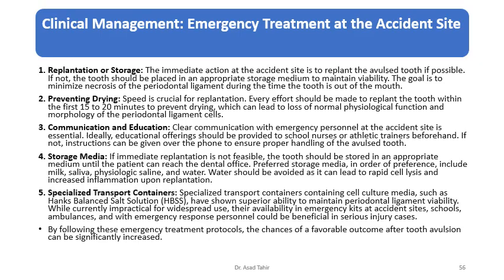Clinical management, emergency treatment at the accident site. Replantation or storage. The immediate action at the accident site is to replant the avulsed tooth if possible. If not, the tooth should be placed in an appropriate storage medium to maintain viability. The goal is to minimize necrosis of the periodontal ligament during the time the tooth is out of the mouth. Preventing drying. Speed is crucial for replantation. Every effort should be made to replant the tooth within the first 15 to 20 minutes to prevent drying, which can lead to loss of normal physiological function and morphology of the periodontal ligament cells.